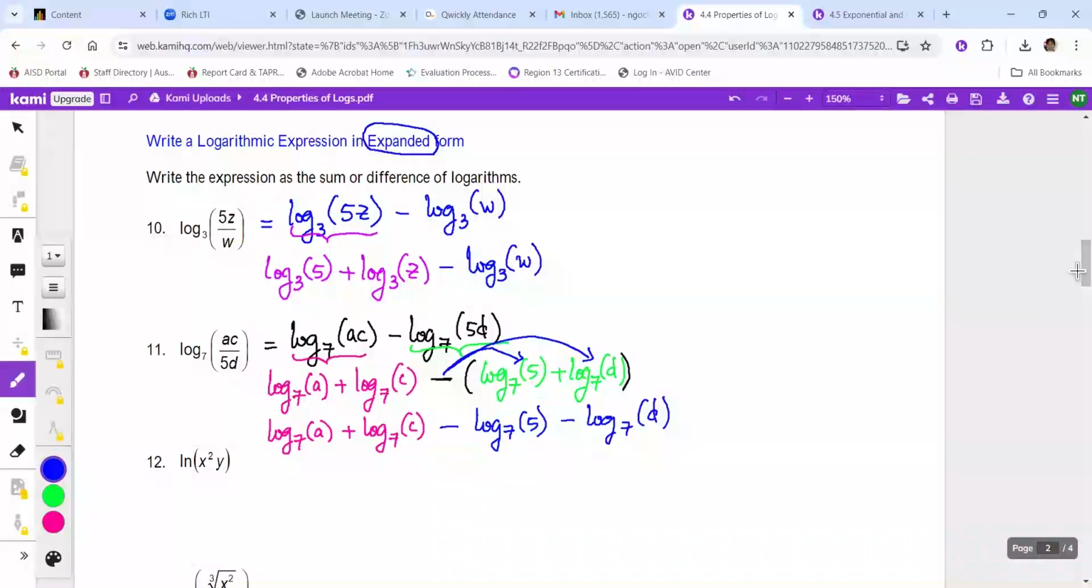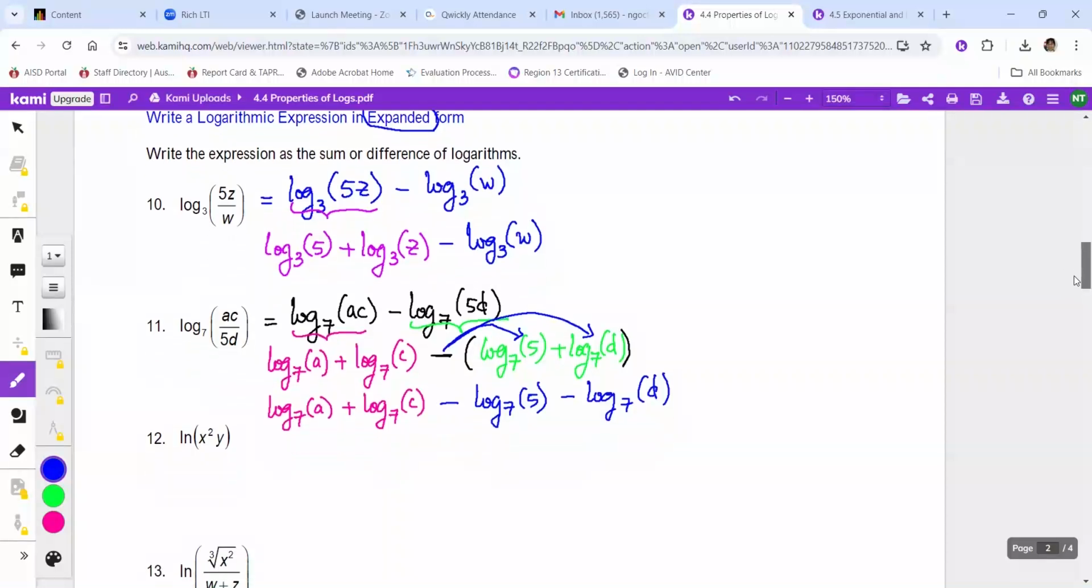Okay, so again, for this exercise 10 to exercise 15, we are going to expand the given expression, which is we only see one log, we will expand into multiple using the three properties we learned today, which is the product, the quotient, and the power. Okay, let's look at exercise number 12.